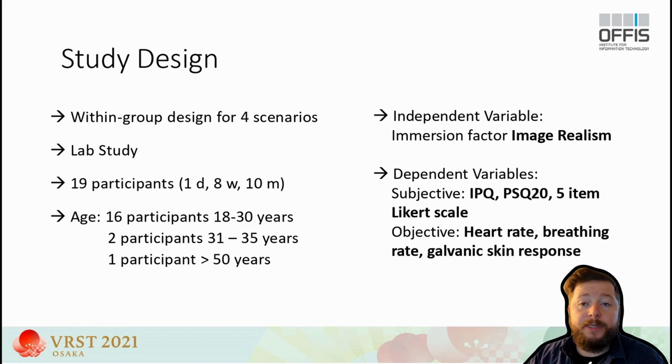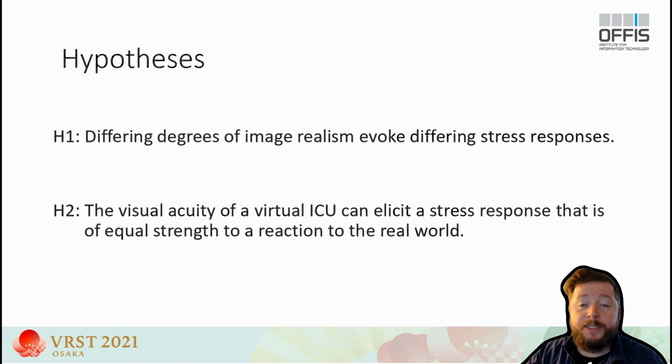Before the experiment, we took a 2-minute baseline recording of vital parameters. During the scenarios, we recorded heart rate, breathing rate, and the galvanic skin response. Between the scenarios, we measure the stress level in a subjective way using the PSQ-20 questionnaire and a custom 5-item Likert scale. Additionally, we use the iGroup Presence questionnaire in order to assess the subject's presence during the experiment. With this study design, we examine these 2 main hypotheses with respect to the research questions I presented earlier.